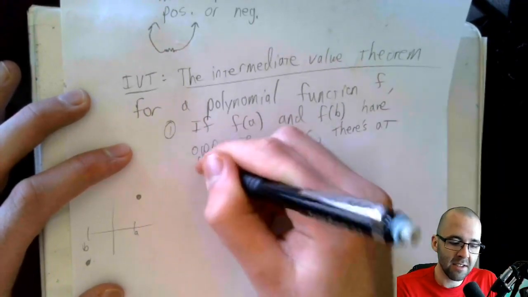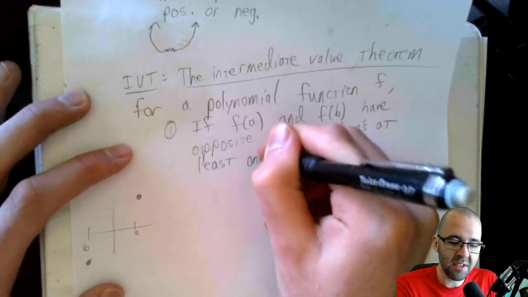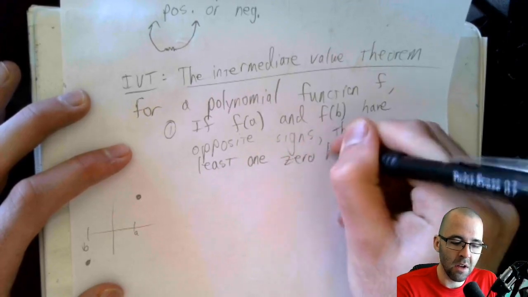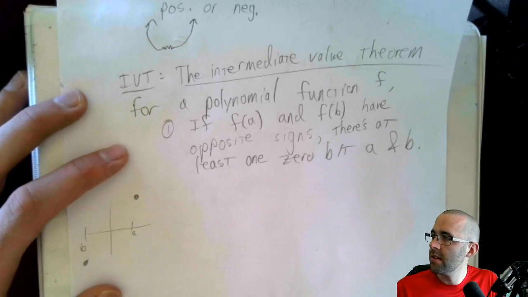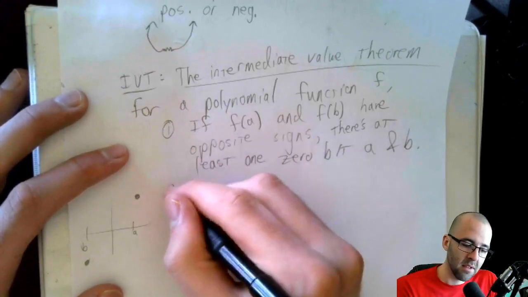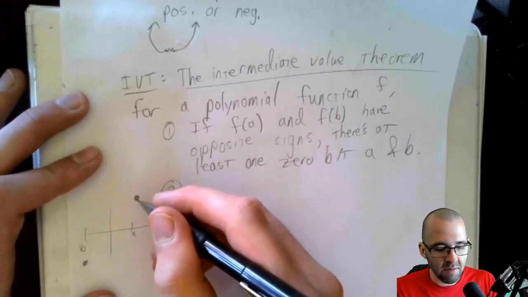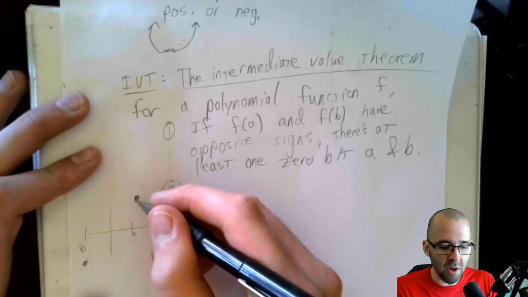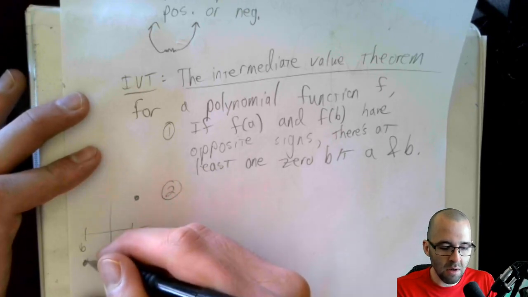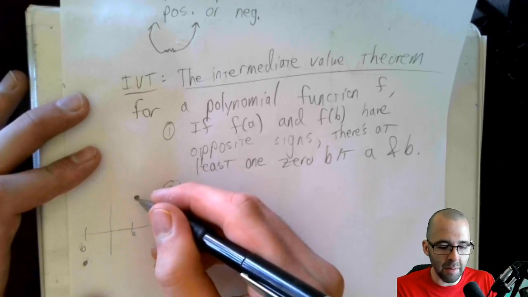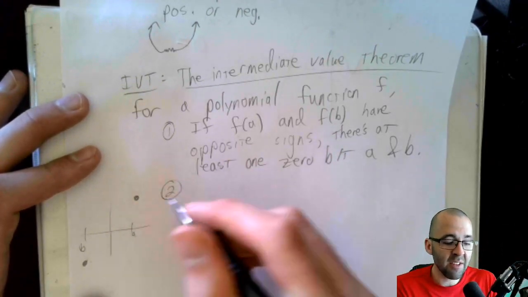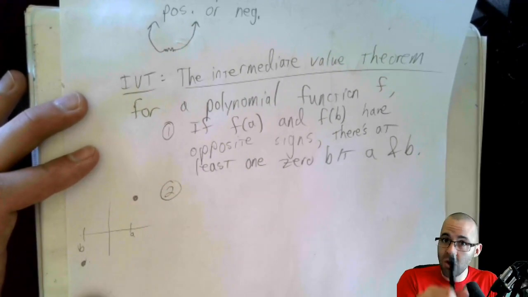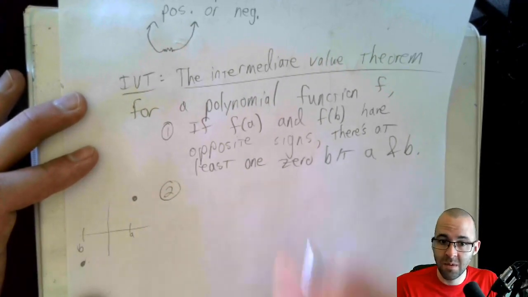There's at least 1 zero between A and B. And again, maybe there's a lot of zeros. Maybe it goes up and down and up and down. Or maybe there's only 1 zero. Maybe it just goes straight over. We don't know. But the intermediate value theorem says we do know that there's at least one of them.